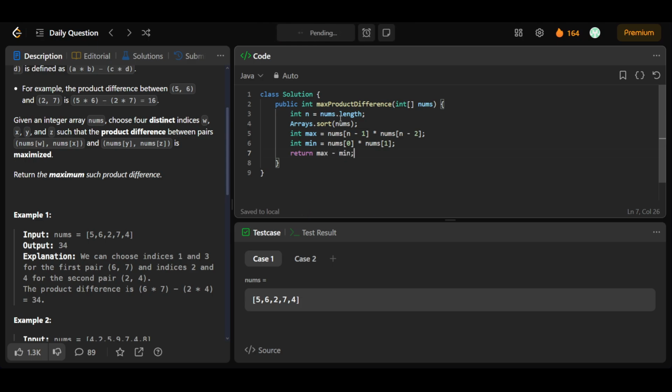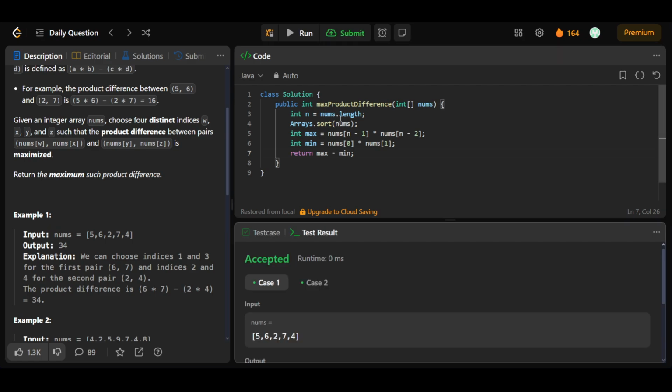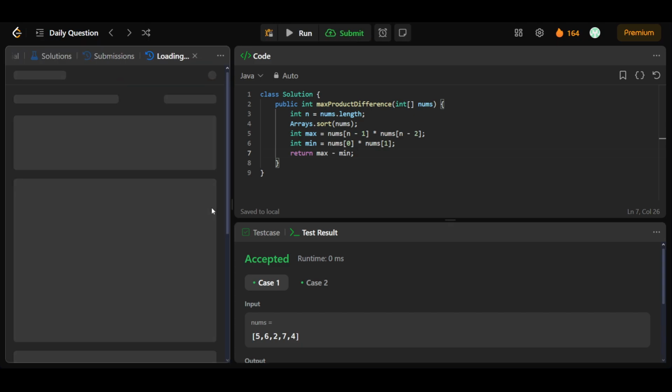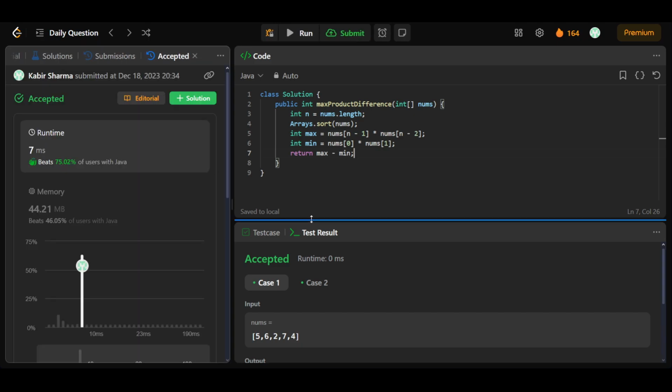So now let's run it, and it works fine. Okay, and now let's submit it, and it gets submitted.